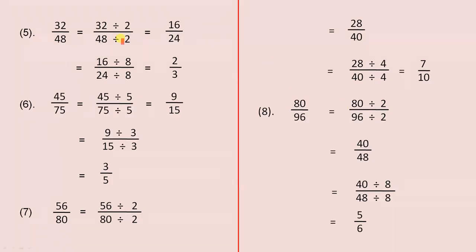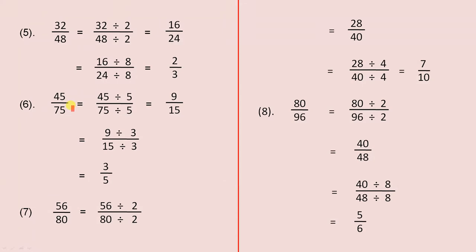Example 5, 32 over 48. Both even numbers, that means they're both divisible by 2. 32 divided by 2 is 16. 48 divided by 2 is 24. 16 and 24 are both divisible by 8. 16 divided by 8 is 2. 24 divided by 8 is 3, so the answer is 2 over 3.